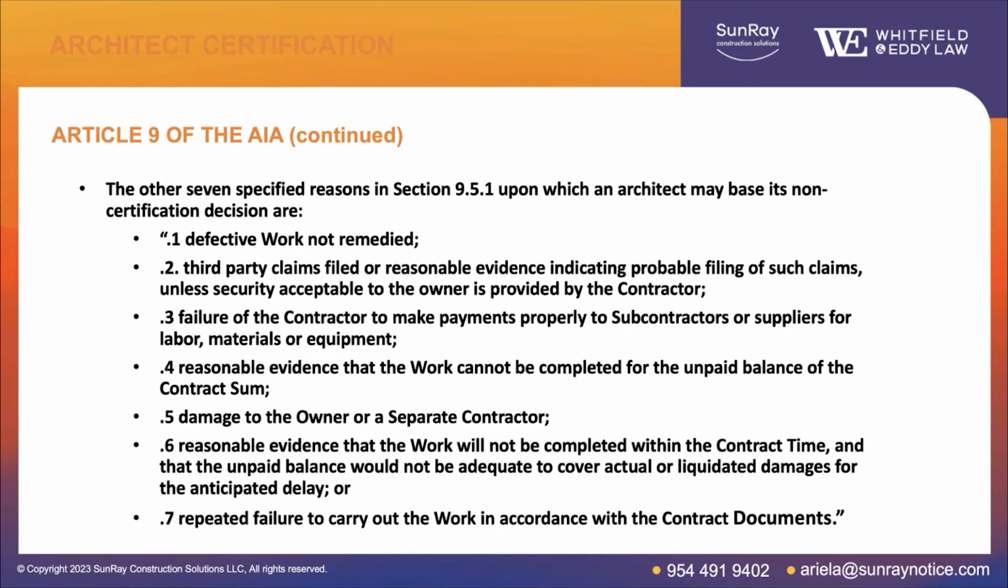The next one, reasonable evidence the work can't be completed for the unpaid balance of the contract sum. Fifth, damage to the owner. Next, reasonable evidence the work will not be completed within the contract time, and then finally, repeated failure to carry out the work. So as you can see, these 8 reasons give the architect broad authority to withhold certification in whole or in part. And so it's important to make sure you understand that going into a project like this and do what you can as a contractor to address these issues when they come up.